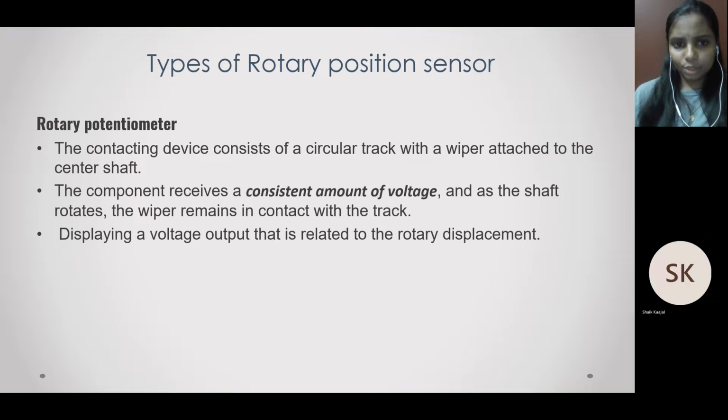There are different types of rotary position sensor. One is the rotary potentiometer, the other is the Hall effect sensor, and the other is the resolver. First, we are going to discuss the rotary potentiometer. The device consists of a circular track with a wiper attached to the center shaft. The component requires a consistent amount of voltage, and as the shaft rotates, the wiper remains in contact with the track, displaying a voltage output that is related to the rotary displacement.